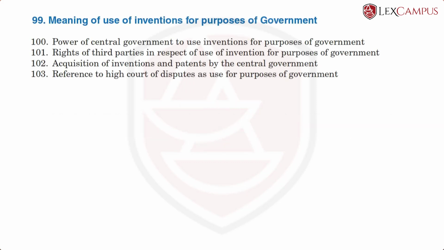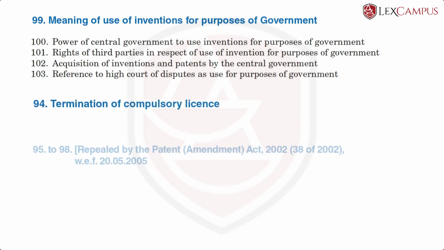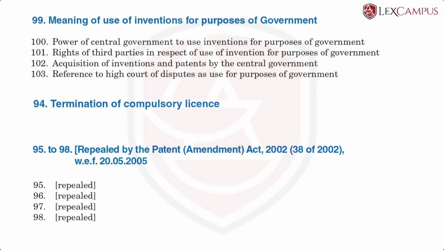Now, you will see that after 94, there is a jump and we start with section 99. The sections in between, 95 to 98, were deleted. Now, they were repealed in 2002. So, those sections are missing. So, after 94, the next section is 99.